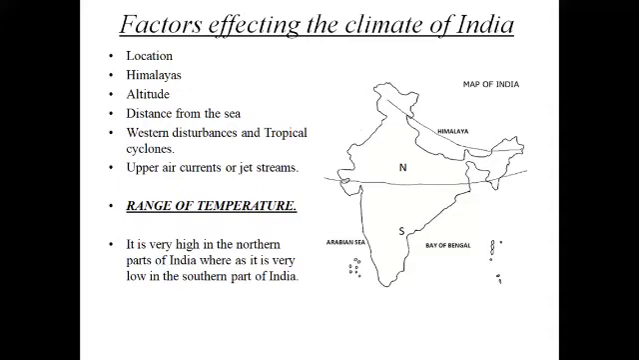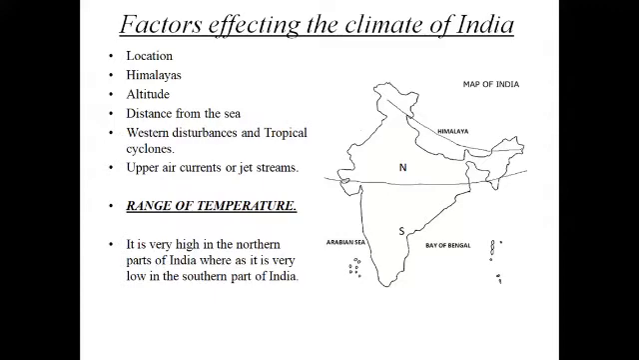Whereas the places which are located very close to the sea, like Mumbai, Kochi, then Chennai, Visakhapatnam, they are located very close to the seas or very close to the water bodies. So these areas enjoy equable type of climate. Equable type of climate means you cannot feel the changes in climate. Always you'll feel the same type of climate. It is called equable type of climate.